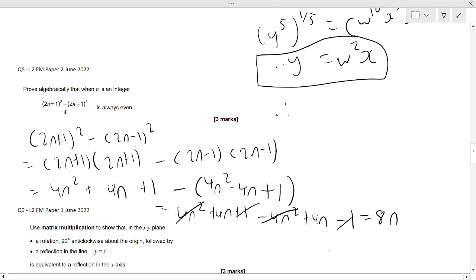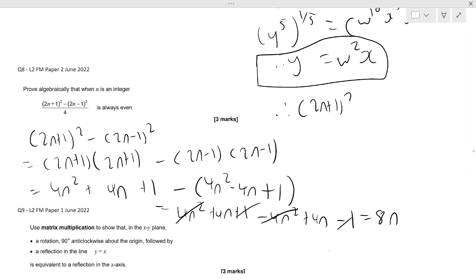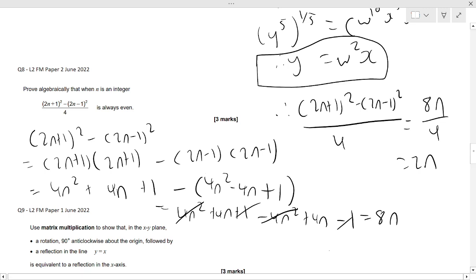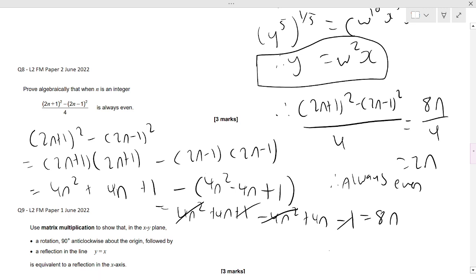So therefore, this whole fraction, 2n plus 1 squared minus 2n minus 1 squared over 4, well, this whole bracket at the top just equals 8n. And that's over 4. And then 8 divided by 4 goes to 2 lots of n. Well, it's always even because we're multiplying an integer n by 2, and this is in the form of an even number, as it is a multiple of 2. Cool.